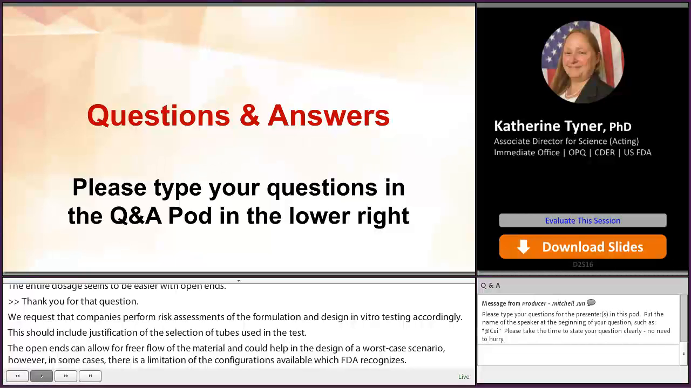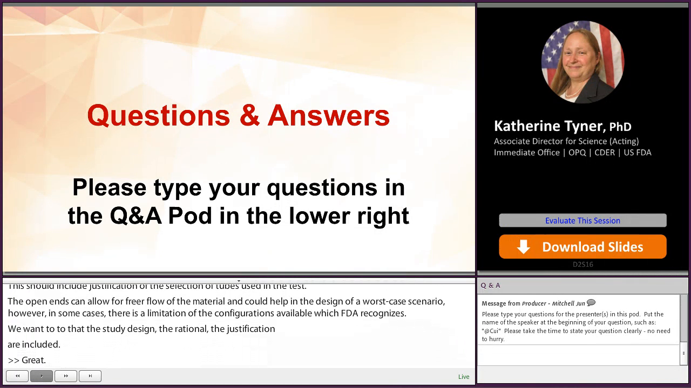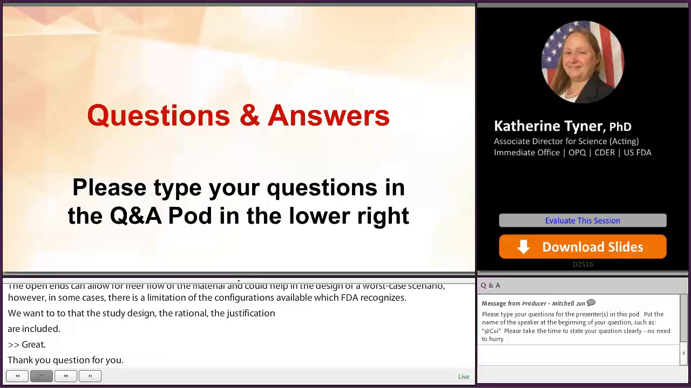Great, thank you. Another question for you. For NG recovery testing, should we do N equals 12 for each type of the NG tube? For example, PVC, silicone, or PE. Should we select one based on the type of risk?